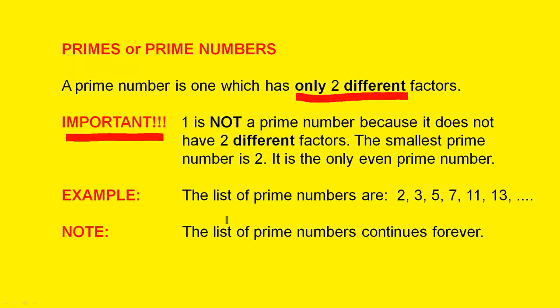For example, the list of prime numbers are 2, 3, 5, 7, 11, 13, and so on. Note, the list of prime numbers continues forever.